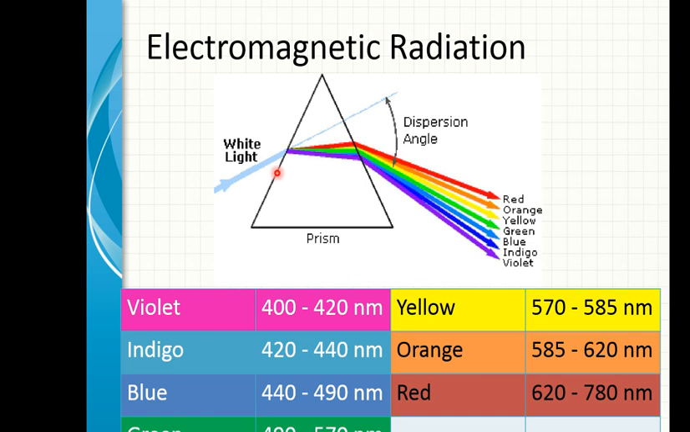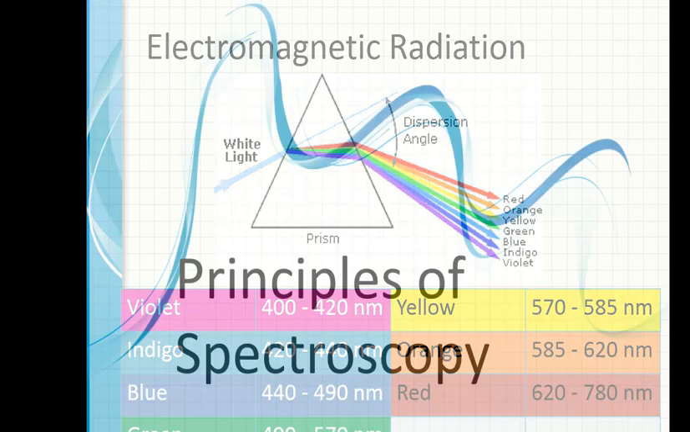Here there is the white light, and this is the prism. The prism disperses the light into different lights according to their energy. So these lights have different energy, different frequency, and so different wavelength. This is the wave number, violet 400, 420, and so on. This is the dispersion angle of light.